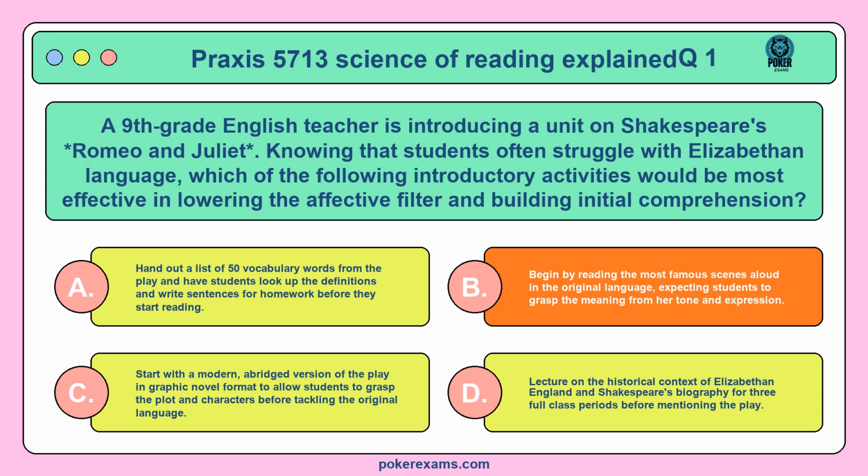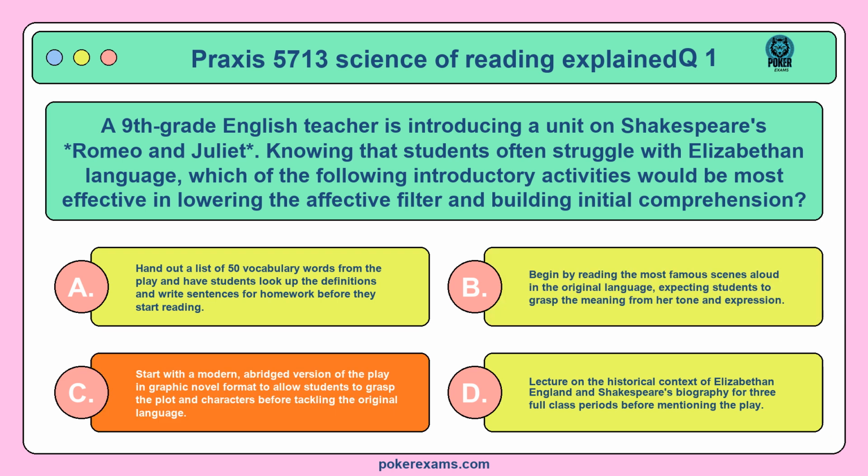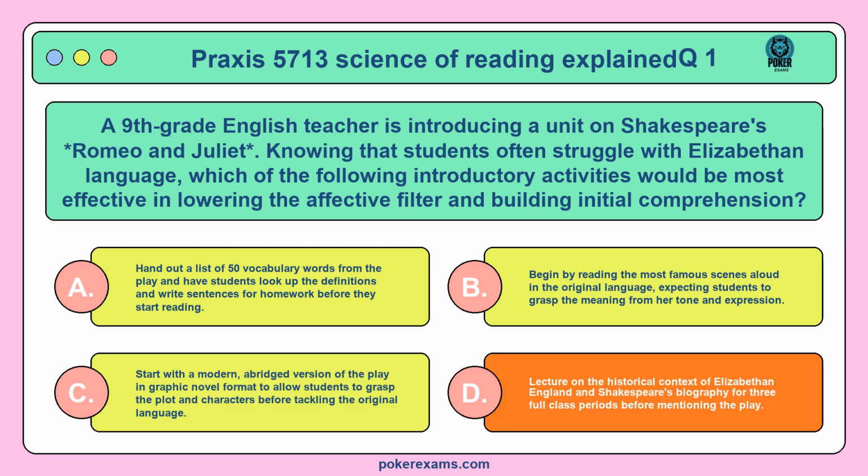B. Begin by reading the most famous scenes aloud in the original language, expecting students to grasp the meaning from tone and expression. C. Start with a modern, abridged version of the play in graphic novel format to allow students to grasp the plot and characters before tackling the original language. Or D. Lecture on the historical context of Elizabethan England and Shakespeare's biography for 3 full class periods before mentioning the play.